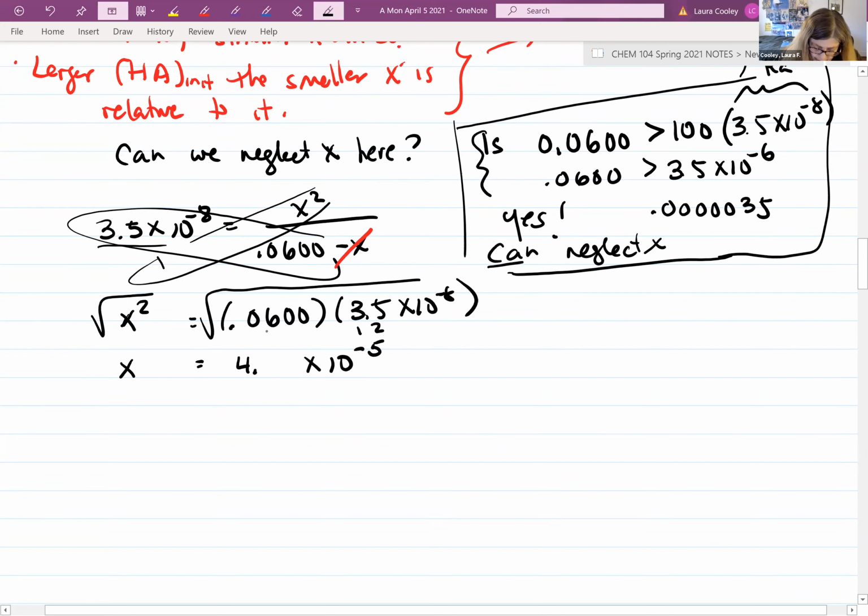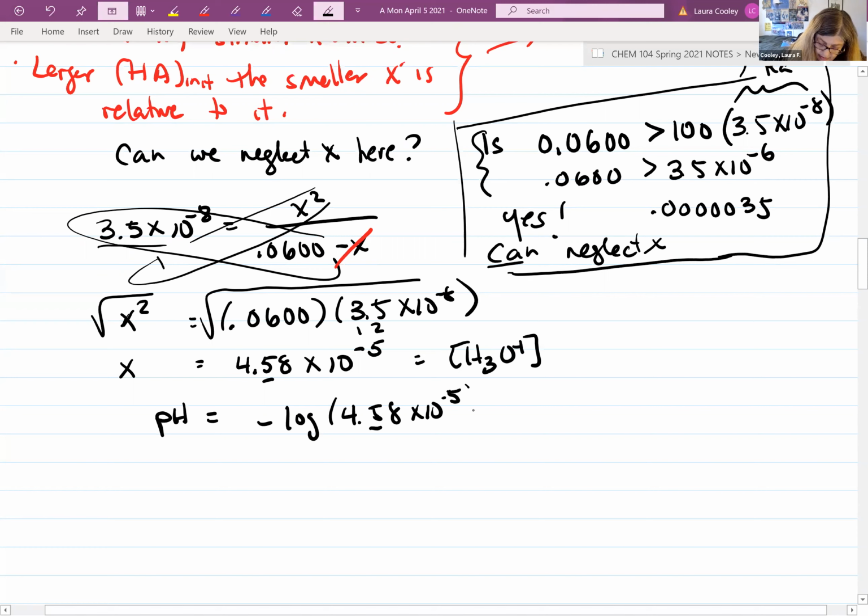Okay. Usually, actually, I'll keep that extra sig fig until I finish with the pH, because this is the H3O plus concentration. So the pH is just the negative log of that. And if you take the negative log of that, you get, let me get my calculator just to check it.